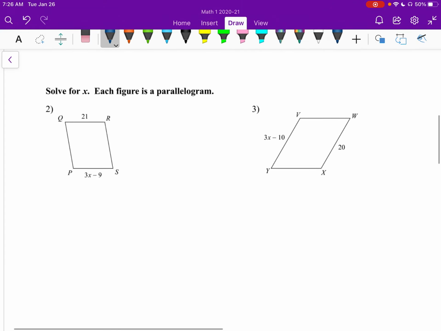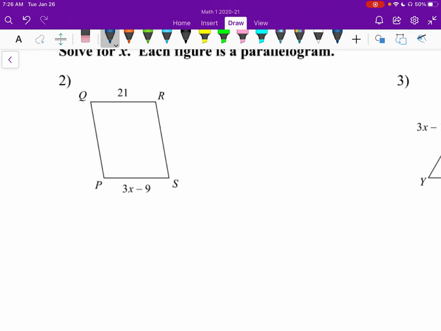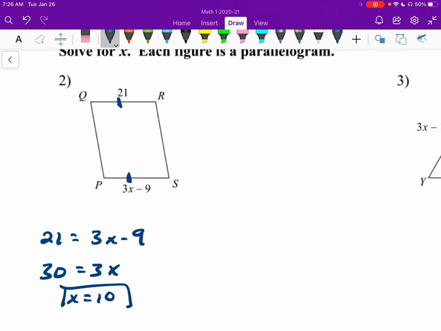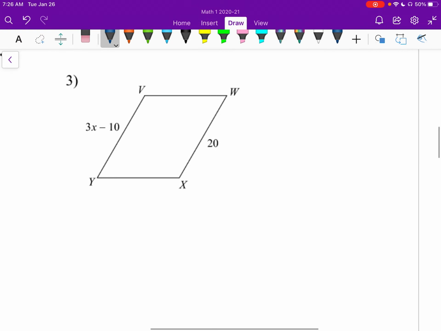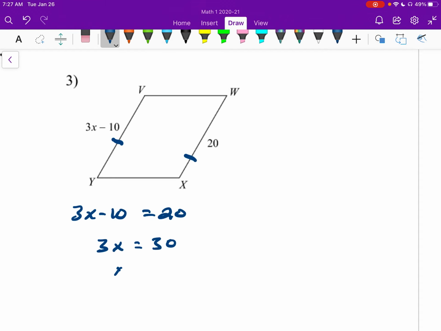All right, starting off with number 2. Well, these are two opposite sides. So I'm going to say 21 is 3x minus 9. Adding the 9 over, 30 is 3x, and x is 10. Number 3, 3x minus 10 is 20, right? These are the opposite sides. So 3x is 30 and x is 10.